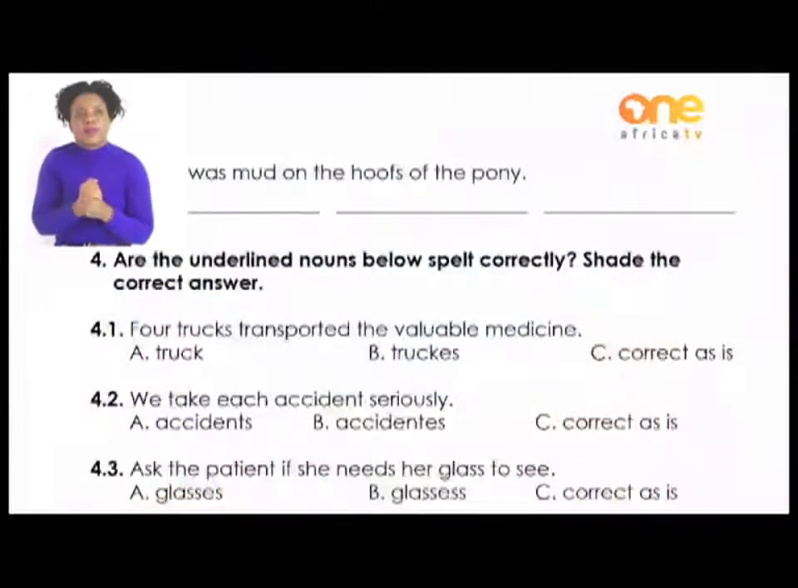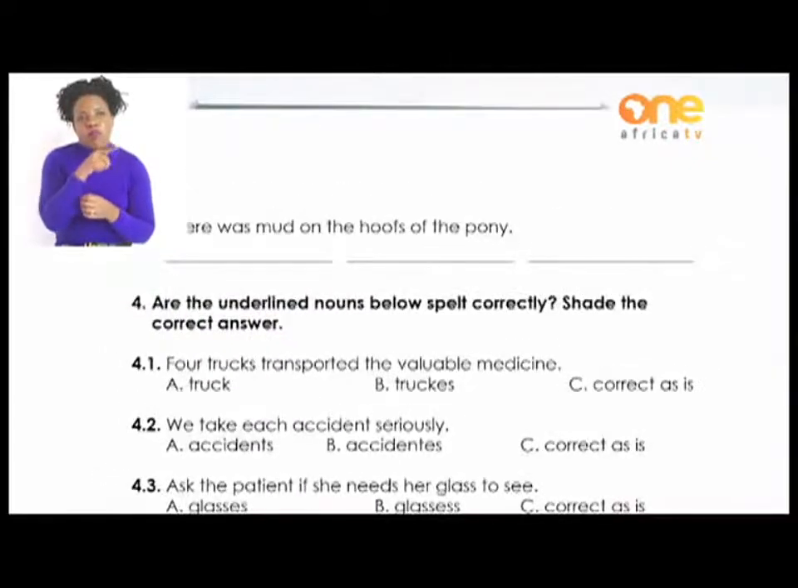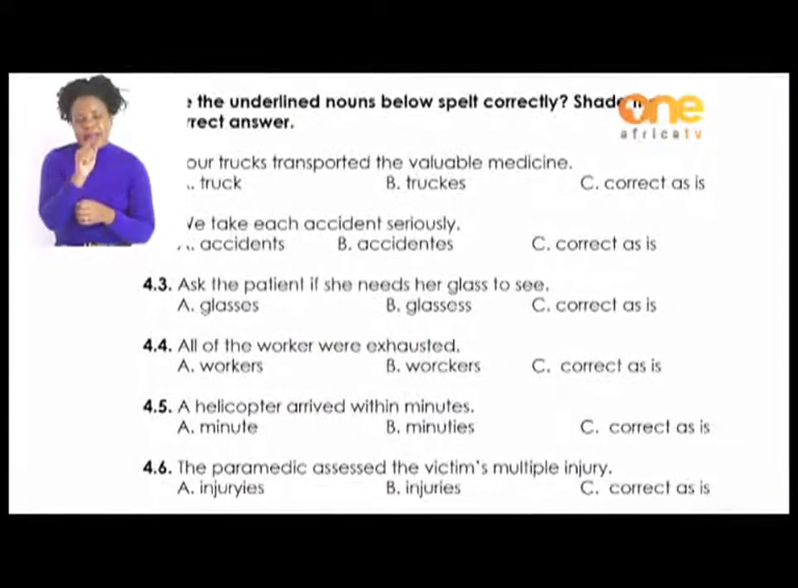Activity 4, are the underlined nouns below spelled correctly? Shade the correct answer. 4.1, 4 trucks transported the valuable medicine. So for A, we have truck, B, we have trucks, or C, is it correct as it is? The answer is C. It's correct as it is.